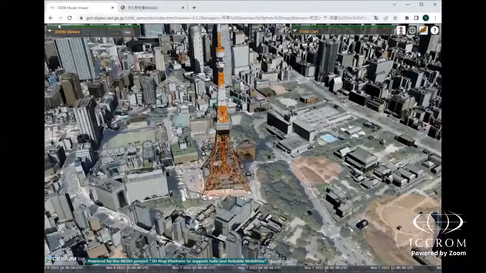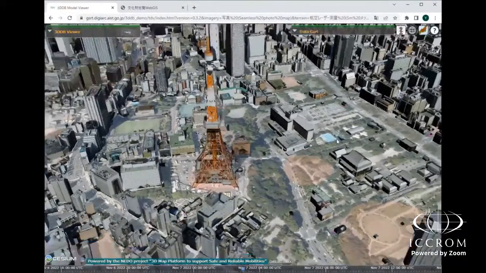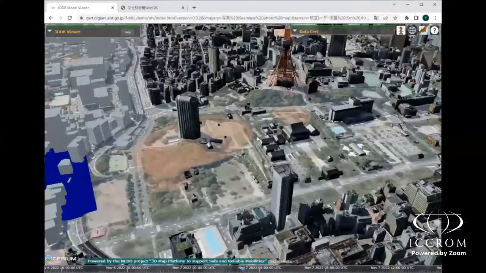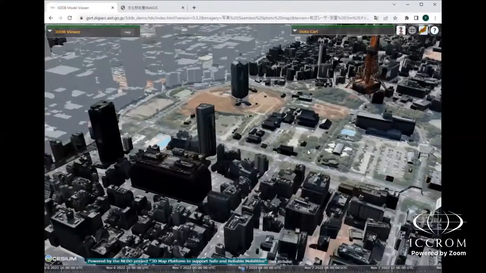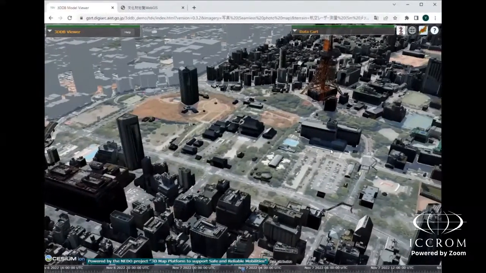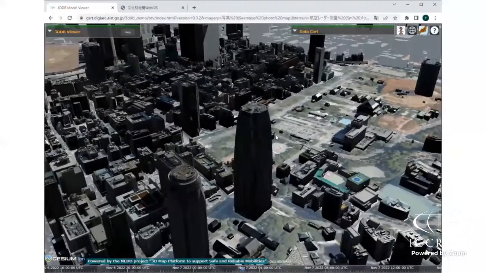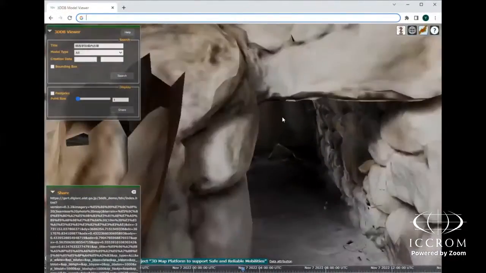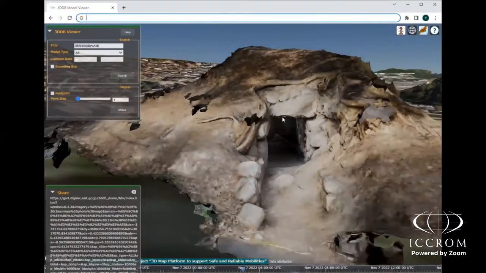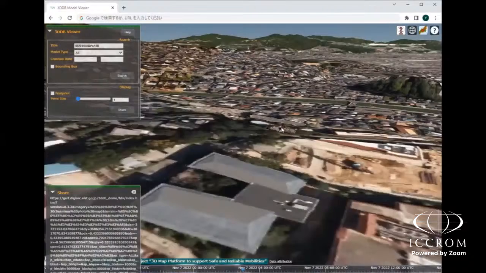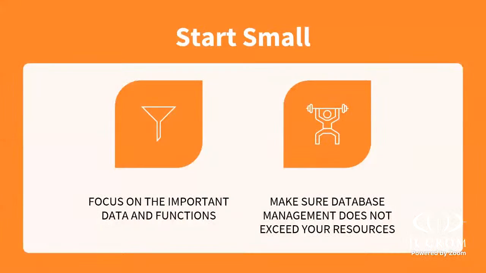3D data from the Ministry of Land, Infrastructure, Transport and Tourism can also be displayed. You can easily see where cultural heritage is buried. You can also explore 3D models of burial mounds. Next, let us see our tips for your database.